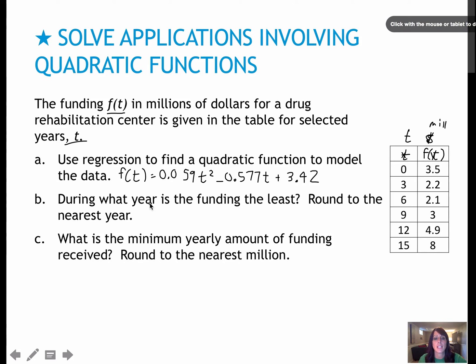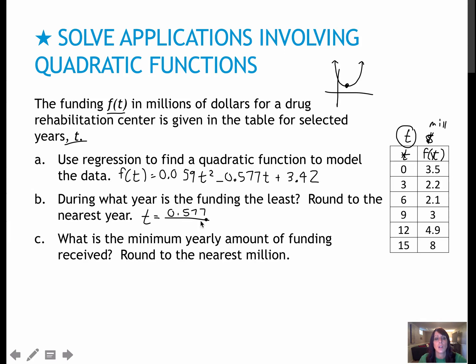So I'm trying to find the year in which the funding is the least, which of course means find t for the least amount of funding. Well, we know that when we graphed this, it turned out to be a parabola that was pointing up, which means the least amount of funding is just code for find the x value or t value of the vertex. So remember when we did that before, that was the opposite of b, so positive 0.577 over 2a. So I'm going to use my calculator to do that calculation. And I get about 4.89.